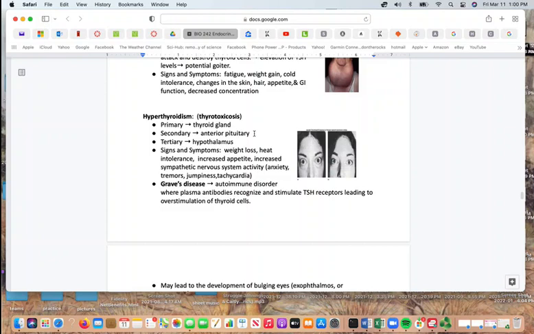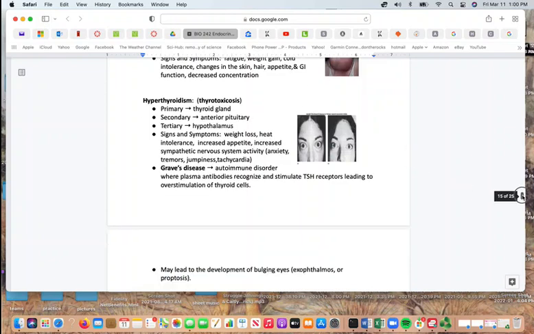This can also be an autoimmune disorder where the plasma antibodies will recognize and stimulate the TSH receptors, and then they end up overstimulating the thyroid cells. So with this, it can lead to kind of a bug-eyed appearance, the bulging eyes that is seen in this picture.